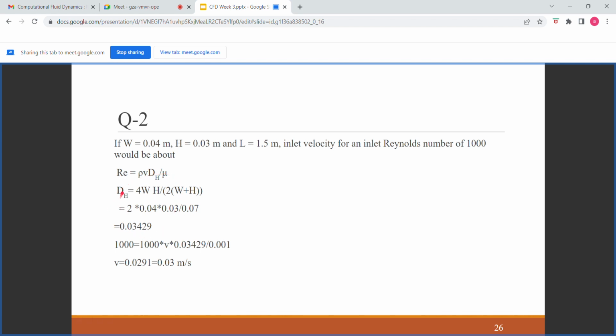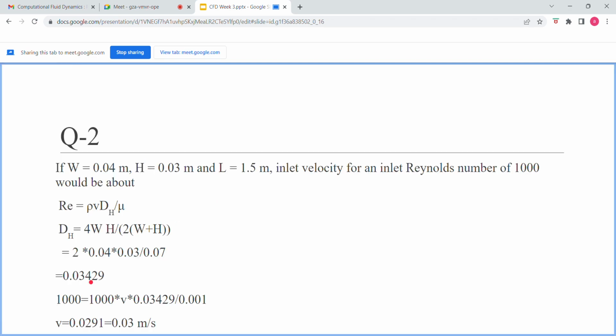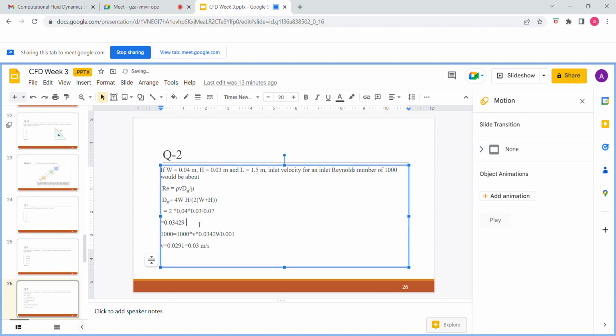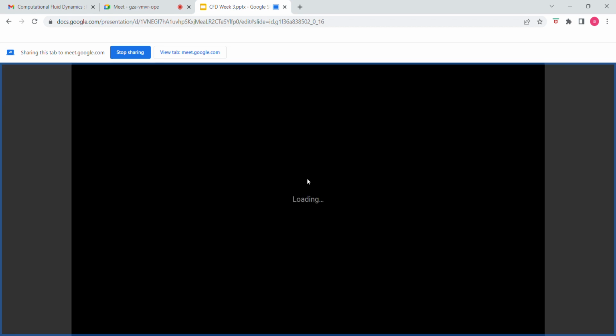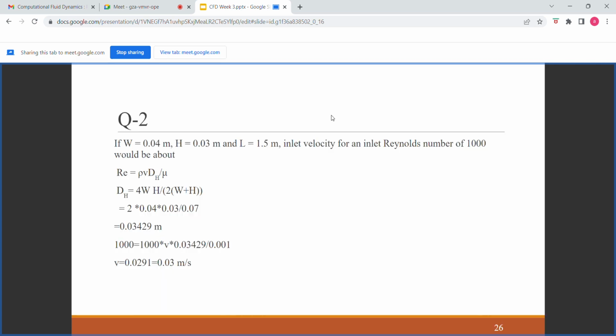On substituting all these factors, the 2 times 2 is cancelled, and W is 0.04, H is 0.03. So 2 times 0.04 into 0.03 divided by W plus H, that is 0.04 plus 0.03, gives 0.07. So dH would be 0.034 meter. When we do this calculation, we obtain the hydraulic diameter as this.